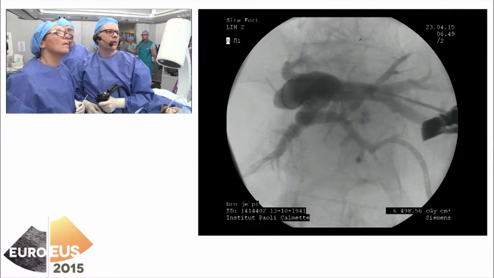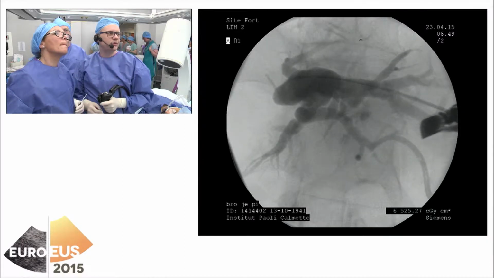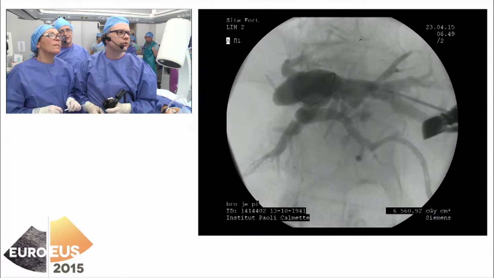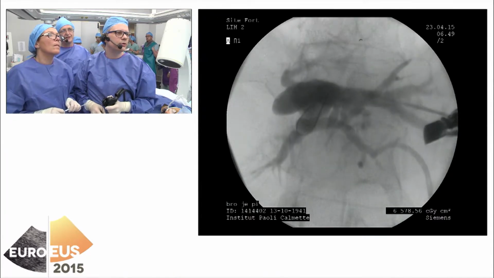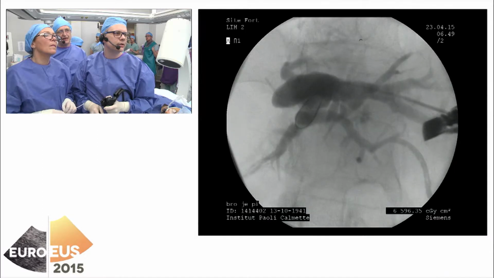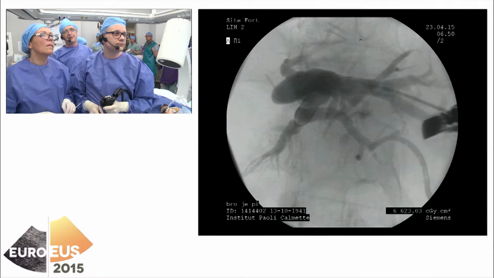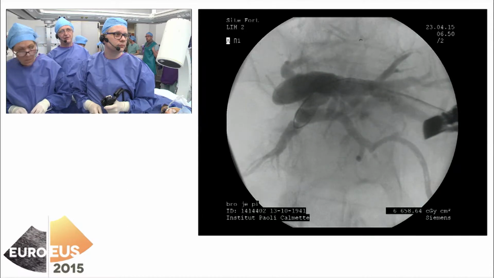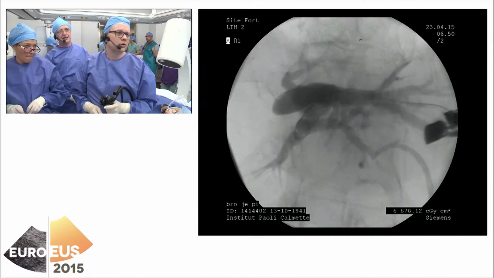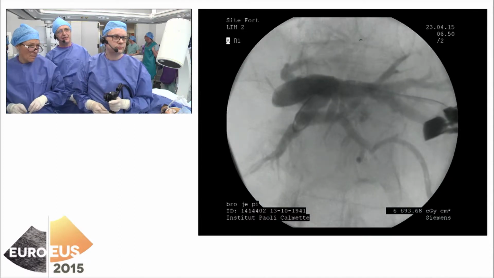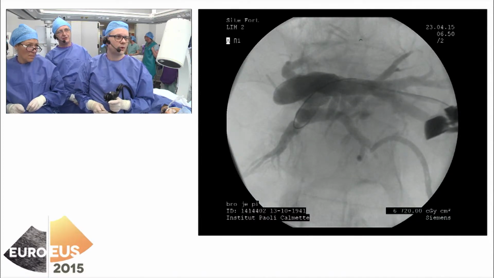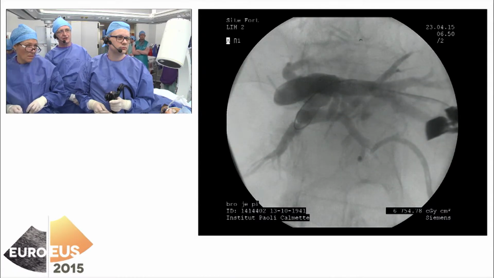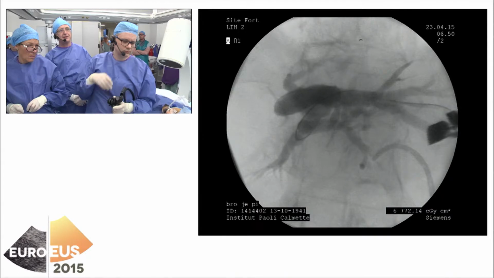So the idea to place a fully covered stent is to establish a tract. If we come back after leaving this 10 French stent in place in 2 weeks, we can even remove the stent. We will have a very solid tract to the bile duct that we can use to do a cholangioscopy, a transgastric cholangioscopy.